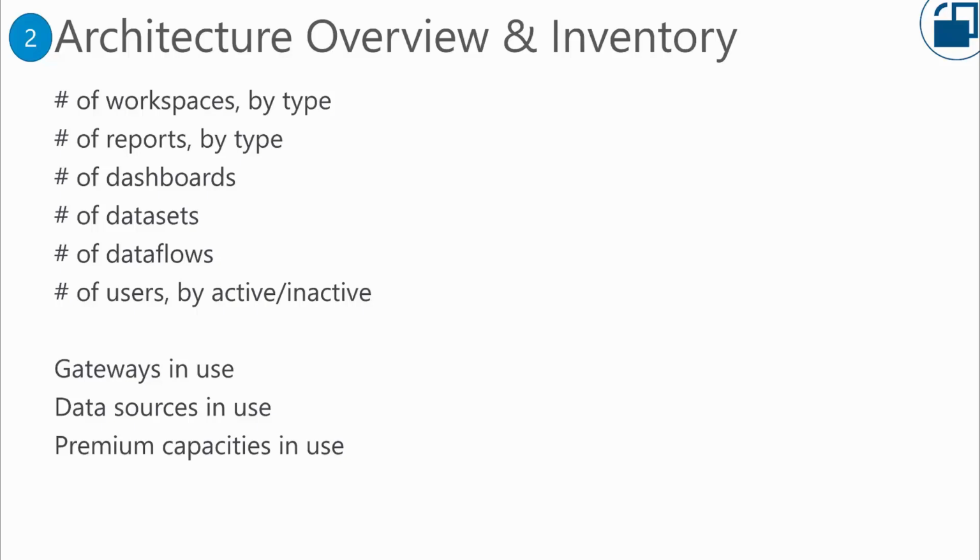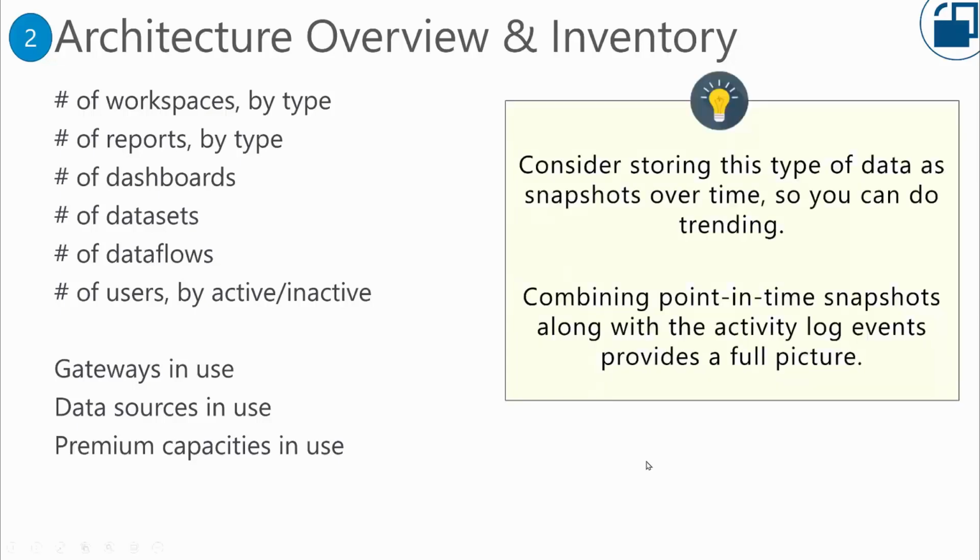So getting that inventory of what are all of the objects that we have, and being able to classify them, and then being able also to do some trending over time. So if you pull this data out and you store it, for instance, once a week, a snapshot, you could do counts trending over time to see what's changing. And that's really useful information, particularly when you combine it with the activity log.